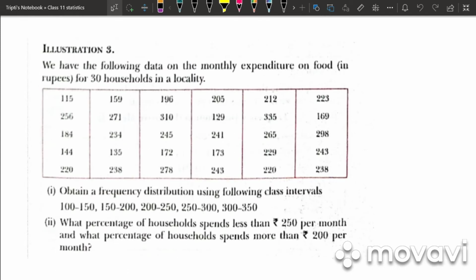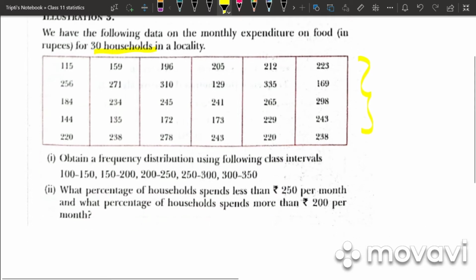Let's see the next sum, that is illustration 3. We have the following data of the monthly expenditure on the food in rupees for 30 households in a locality. So they have given us this data. Question 1, they have asked us to obtain a frequency distribution using the following class intervals.